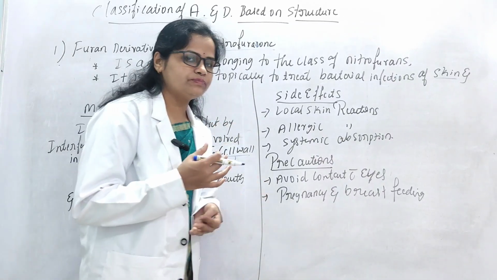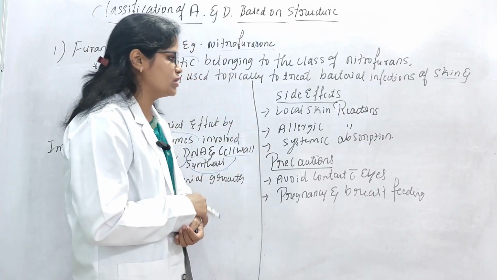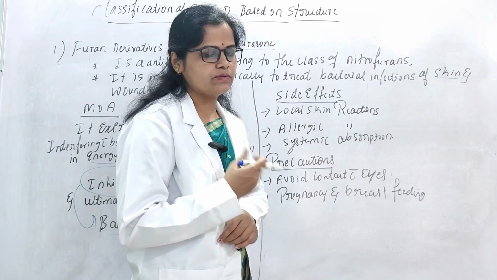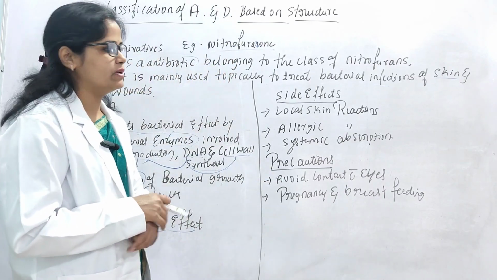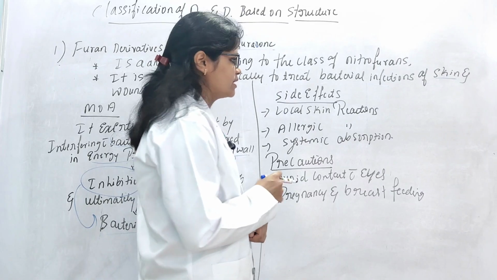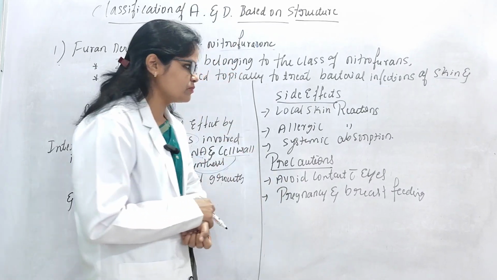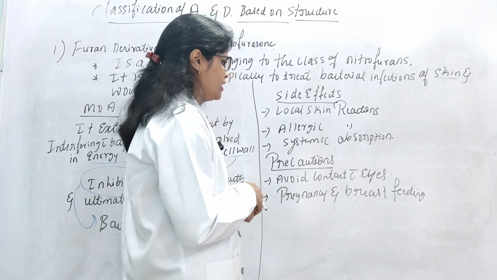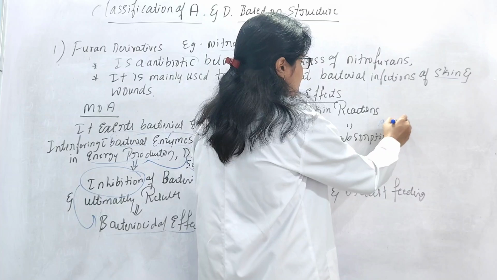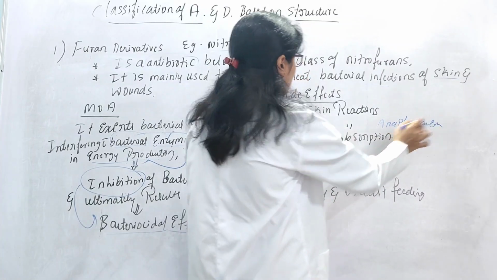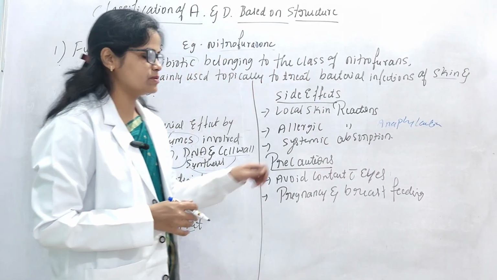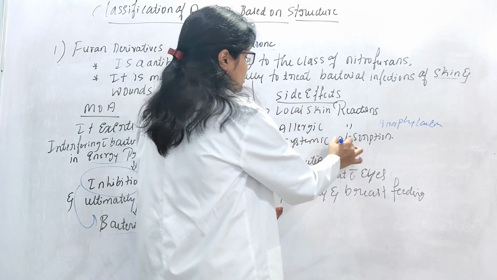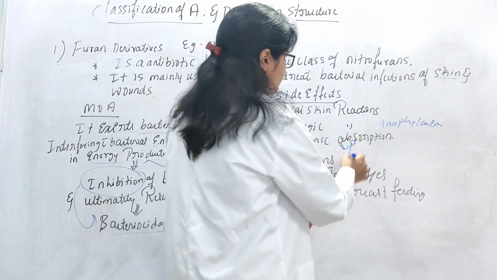So the side effects of these drugs are local skin reactions and allergic reactions. Local skin reactions, since they apply it, maybe in the form of ointments. So the local reactions are skin rashes. It may cause skin rashes and itching at the site where you applied it, and allergic reactions, also called anaphylactic reactions. Sometimes these may cause anaphylactic reactions and systemic absorption. If systemically absorbed, the most important side effect is that it may cause peripheral neuropathy.